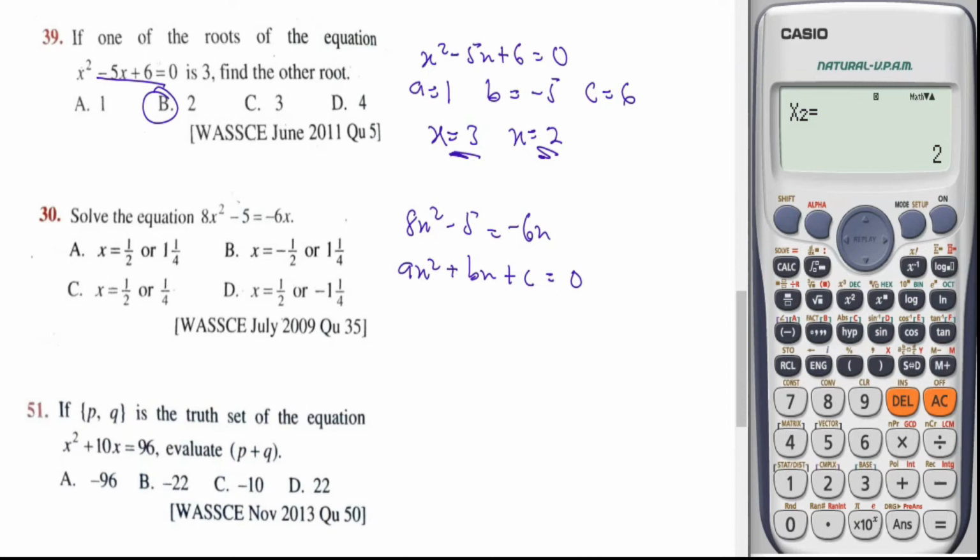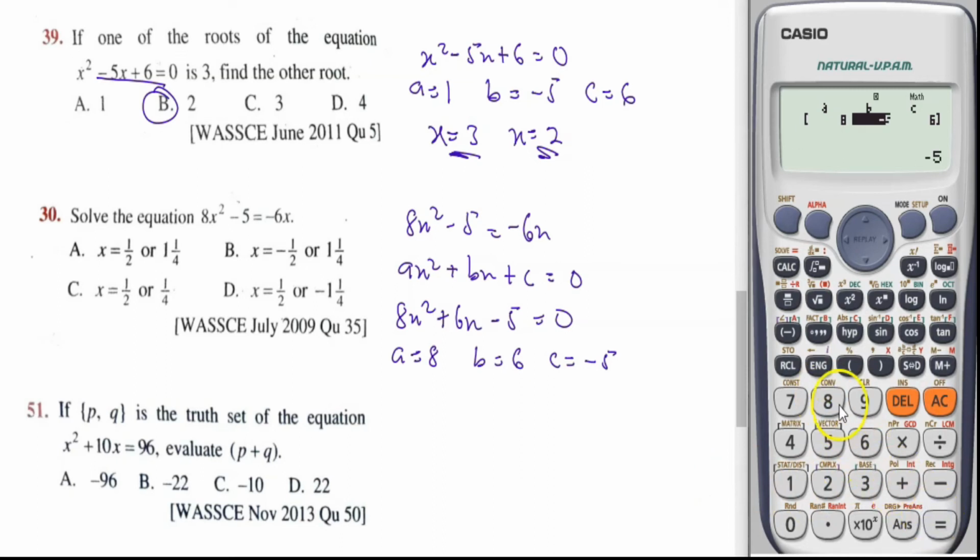So we have to transpose the negative 6x to join the left-hand side of the equation. So we are going to have it as 8x squared plus 6x minus 5 equal to 0. Whereby our A value is going to be 8, our B value is going to be 6, and then our C value is going to be negative 5. So let's program. Still in that mode, we have A as 8, enter, B as 6, enter, and then C as negative 5, then enter. So we've keyed it in. To get the solution, press the enter button again.